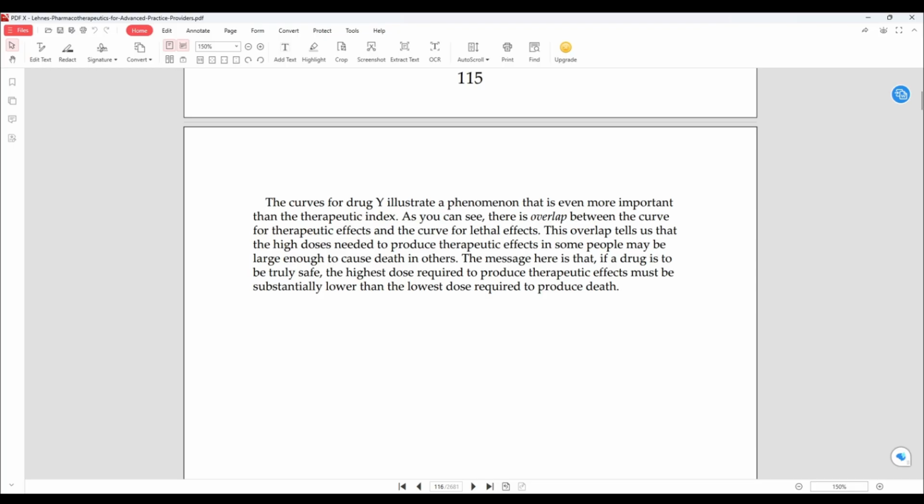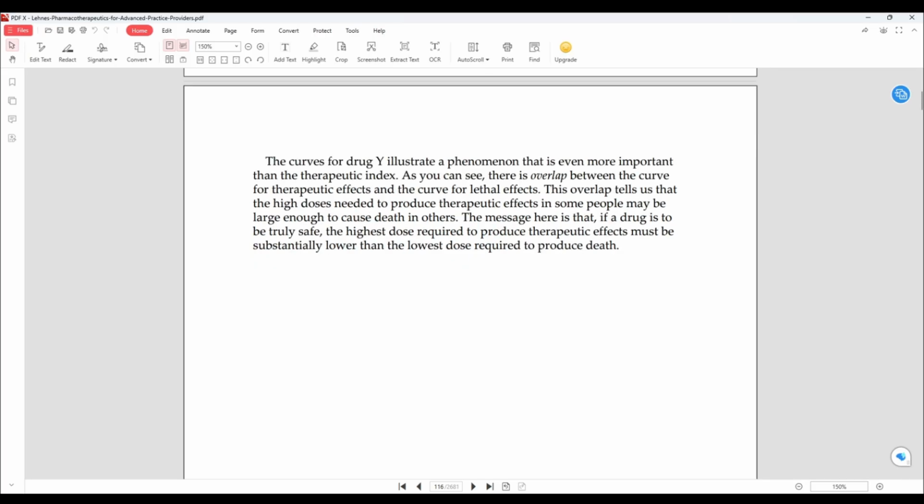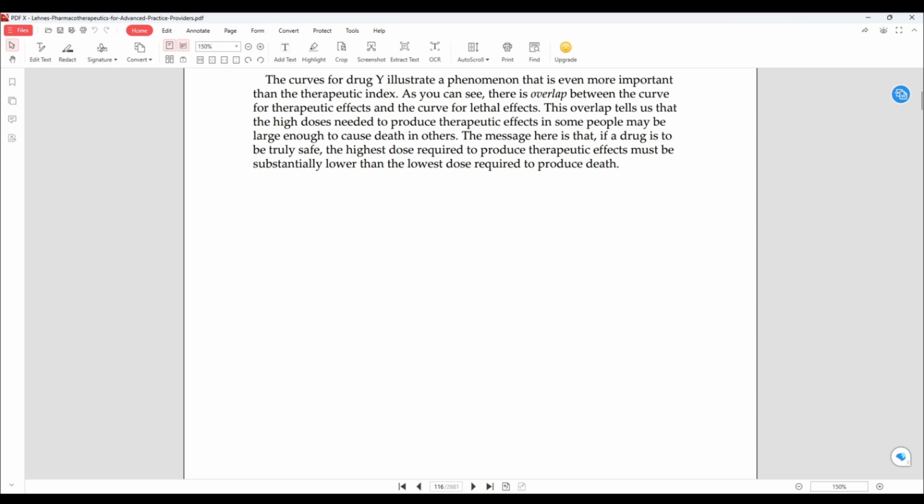The message here is that if a drug is to be truly safe, the highest dose required to produce a therapeutic effect must be substantially lower than the lowest dose required to produce death.